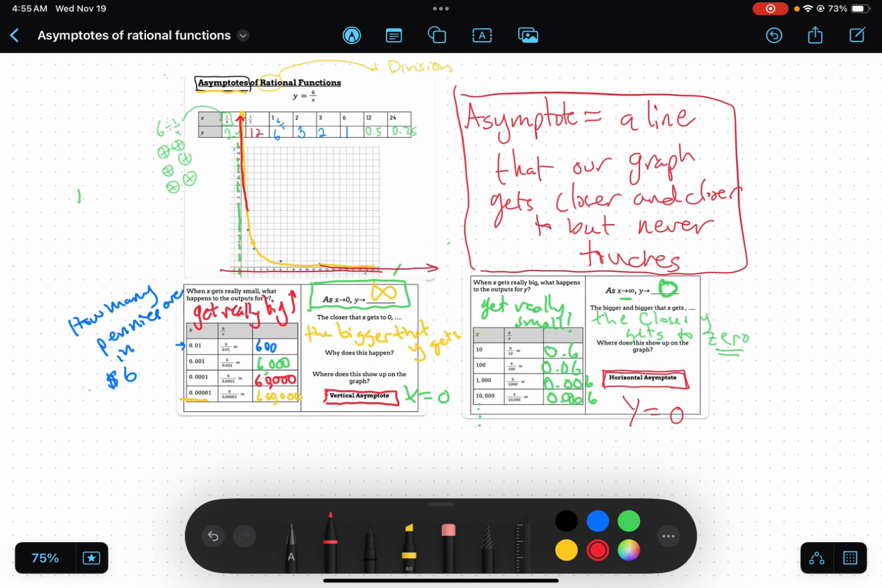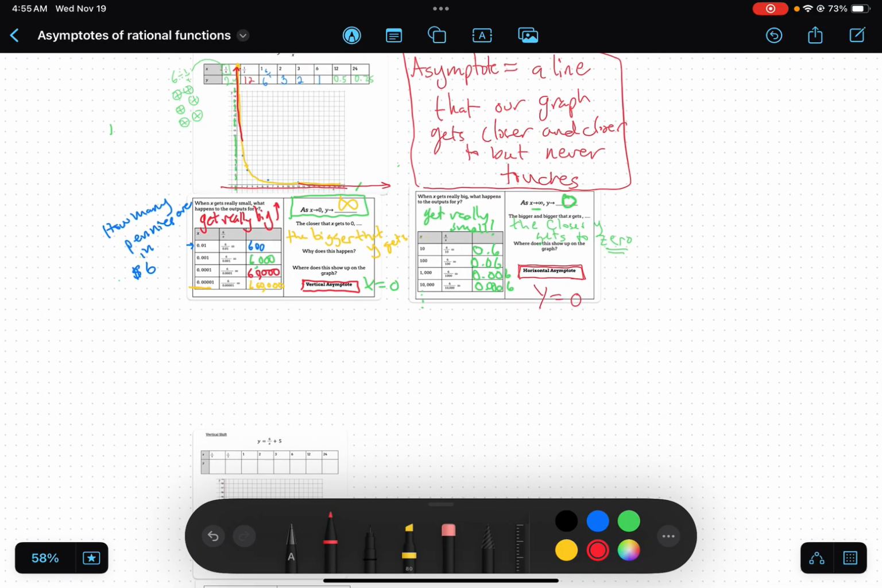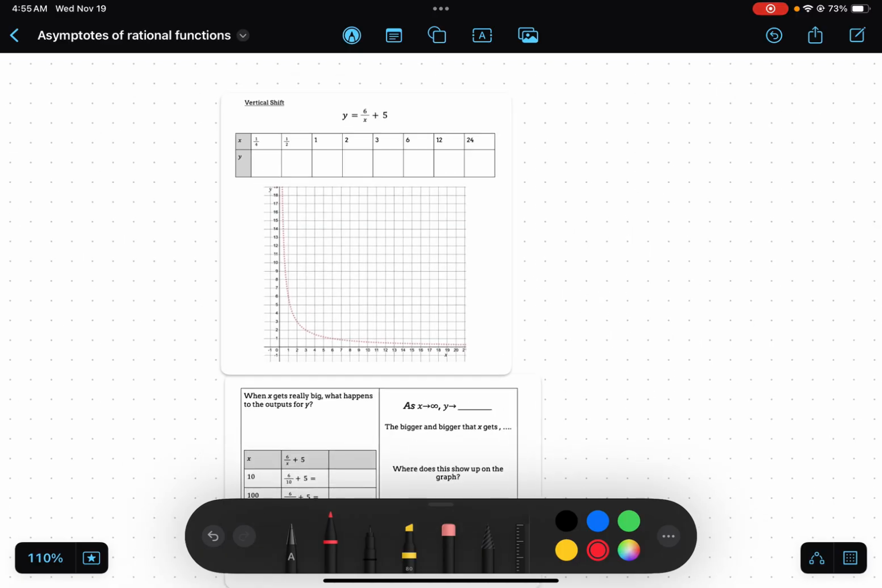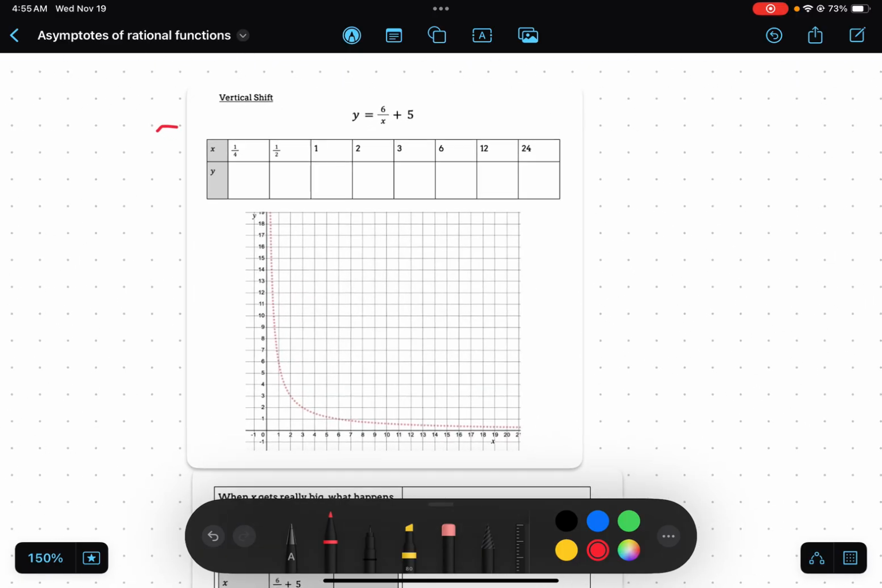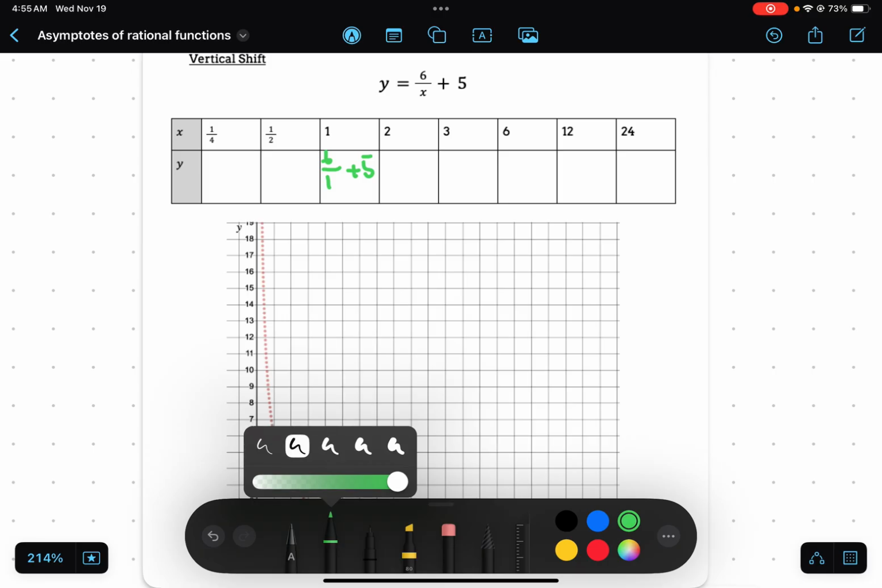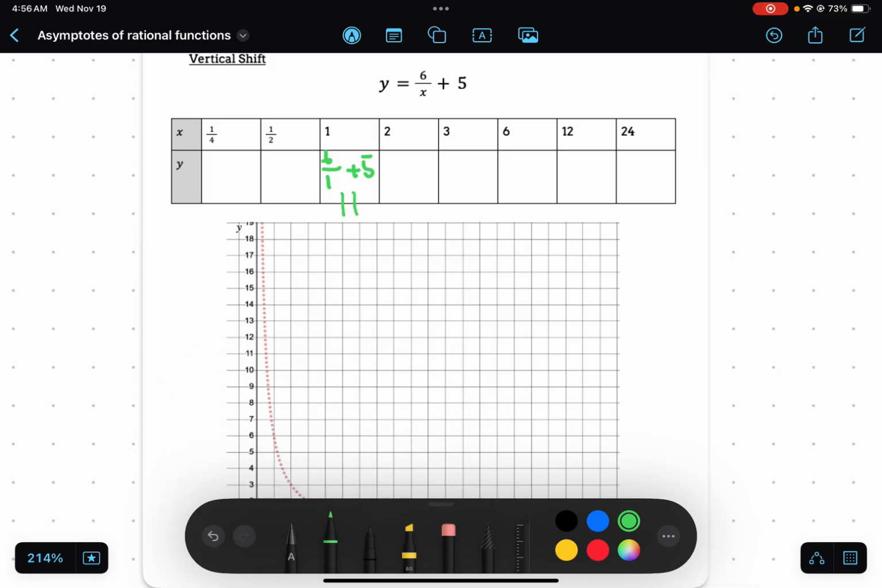We're going to do one more example involving a vertical shift of this graph and see how that changes the horizontal asymptote. Let me start you off so you see how to create the data table for this function, and then I want you to pause it and try to fill out the rest. Let's do the easy one. We'll start with 1. If I plug in 1, it's 6 divided by 1 plus 5. So what's my output going to be? Well, 6 divided by 1 is 6, plus 5 gets me 11.